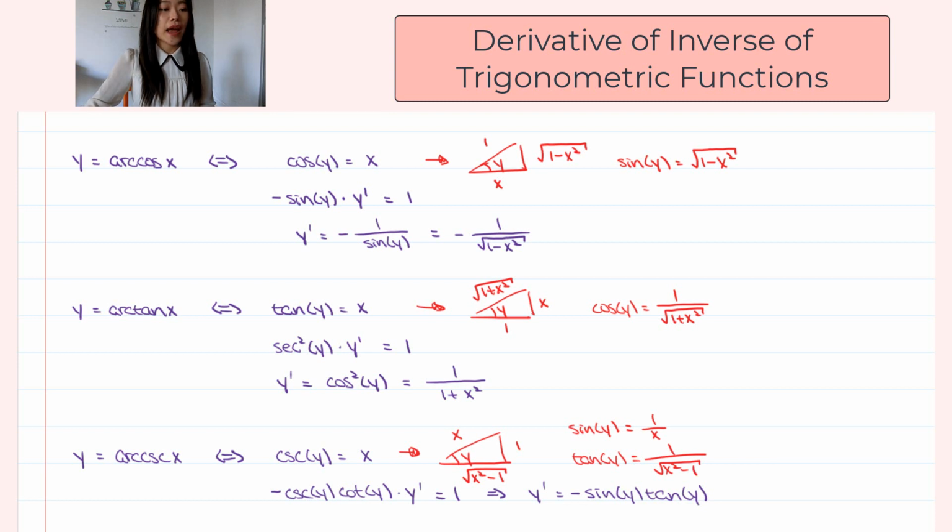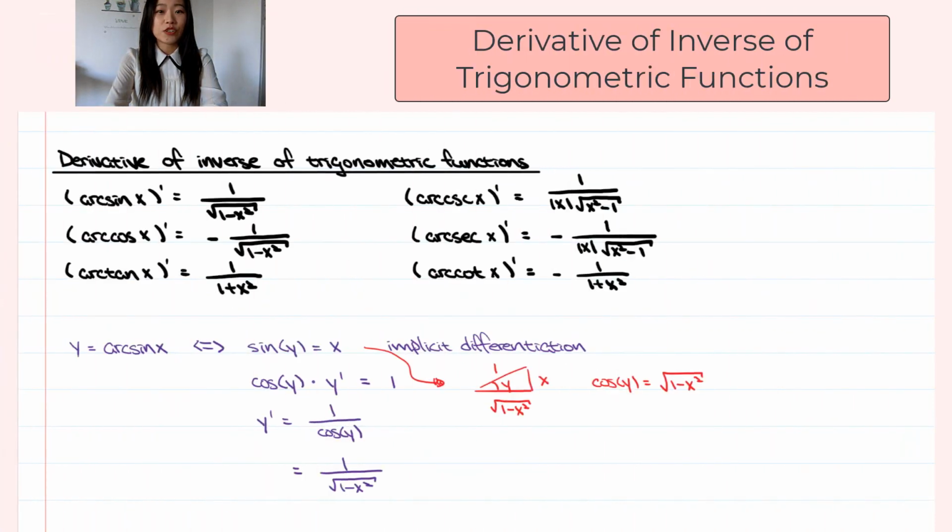Then let's substitute them back into the y prime. I get y prime equals negative 1 over x times the square root of x squared minus 1. So if you follow the same approach for the other two functions, you will find these 6 derivatives. We have the derivatives of arcsine, arccos, arctangent, arccosecant, arcsecant, and arccotangent. Now let's look at some examples.